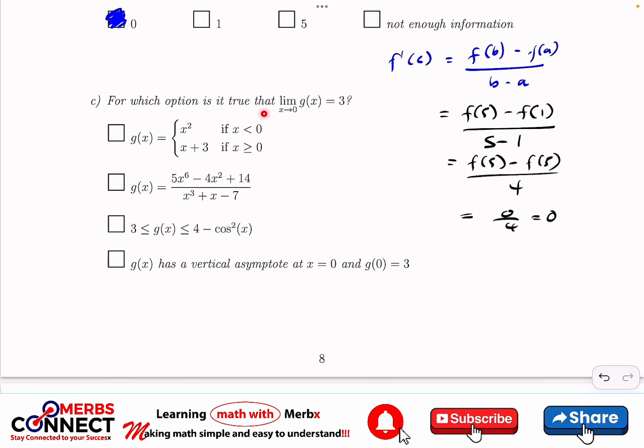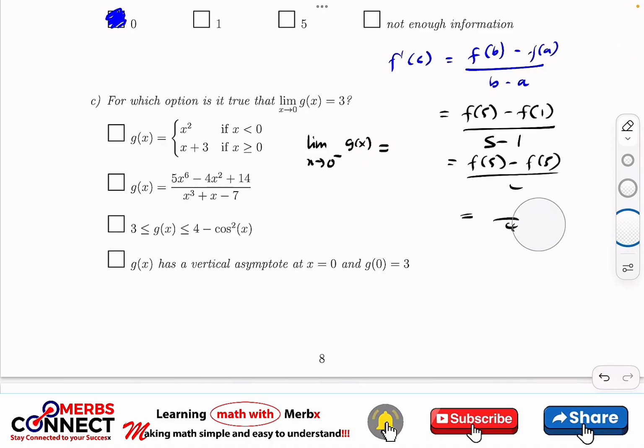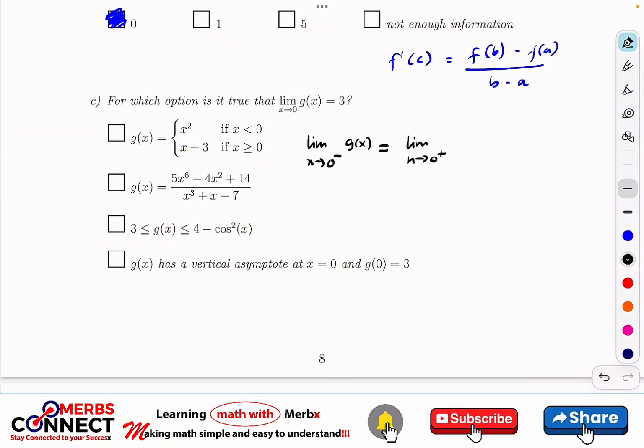For which option is true for this here? Okay, now let's look at what is happening here. Now, for this to be true, then the limit as x is approaching 0 from the left of g of x should be the same as the limit as x is approaching 0 from the positive side of g of x. So that's basically what we are going to look for here.